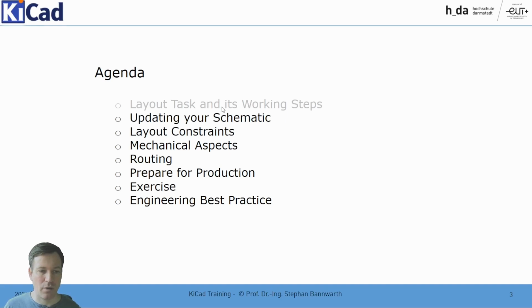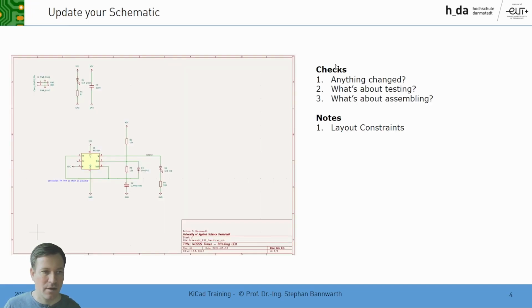Once we have talked now about layout task and its working steps, we start over with updating your schematic. If we look at our schematic, which is shown on the left side, we have to think about what is changed, the first question. In our case, we can say nothing changed, so no change of component, no change of currents, whatever. The next question we have to ask before we go to layouting is what's about testing. This seems to be a very interesting or a simple question, but indeed it's very important, because before you start layouting and routing, especially, you have to think about what signals do you want to test later.